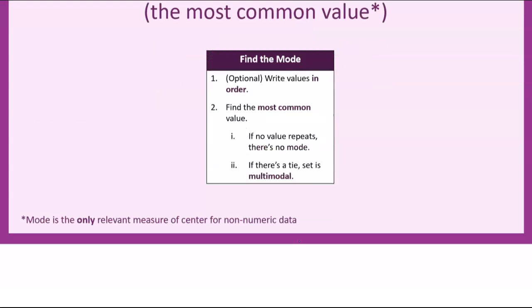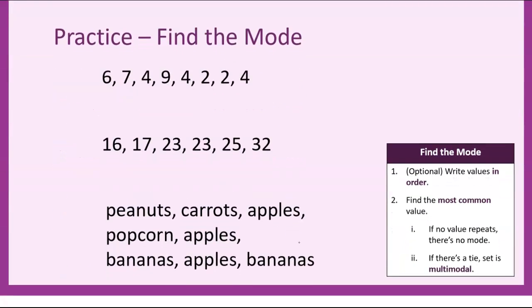So let's look at some examples of mode here. Let's find the mode in this one. Well, let's see. If I look through, I see 2 2s. It looks like we have 3 4s. So 4 is our mode in that one. How about in the second one? Well, I see 2 23s, so looks like nothing else repeats.